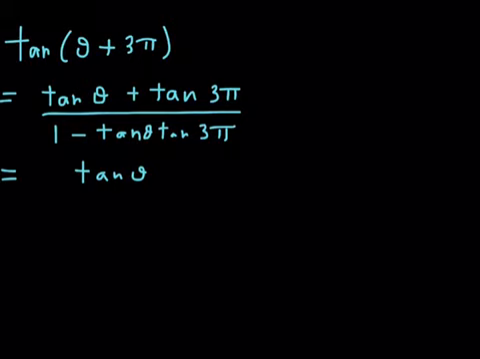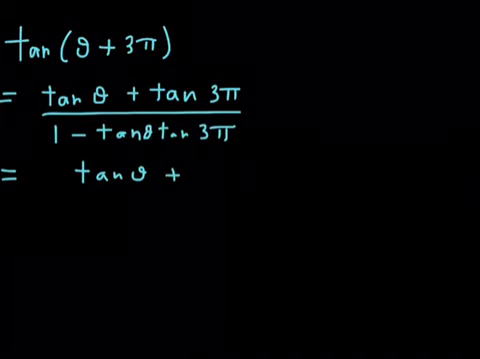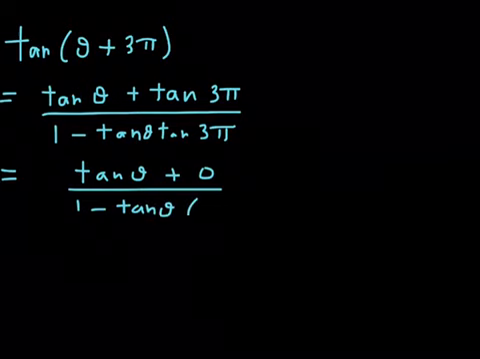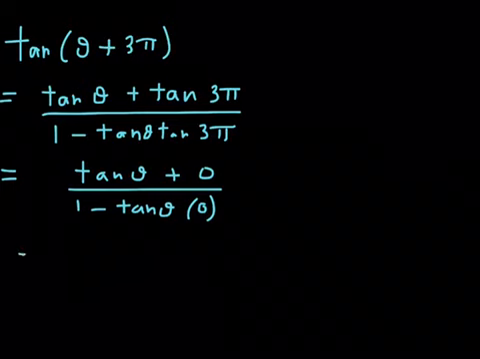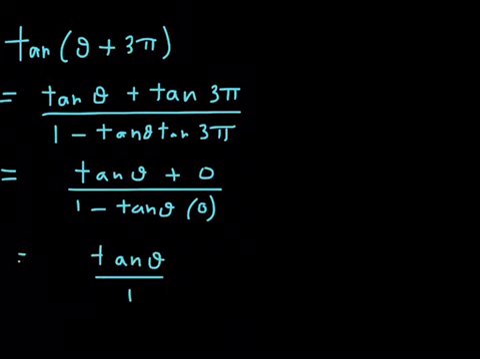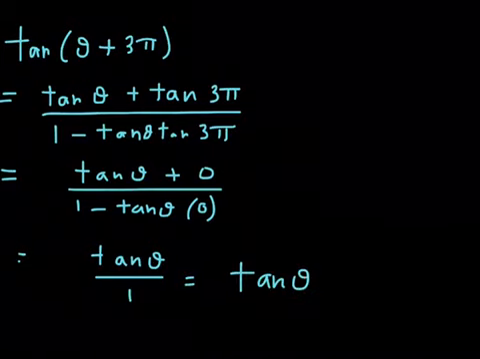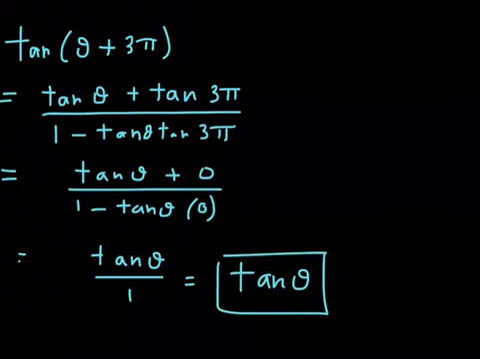Now, tangent of 3 pi is equivalent to tangent of 1 pi, which is just 0, over 1 minus tangent of theta times 0. 0 is tangent of 3 pi. All right, cool. We have tangent of theta over just 1. So then this is the same thing as just tangent of theta. Cool. Let's look at one last one, okay, everybody?